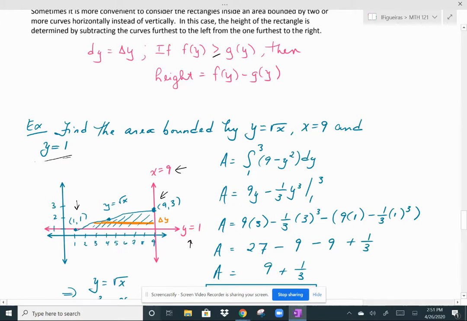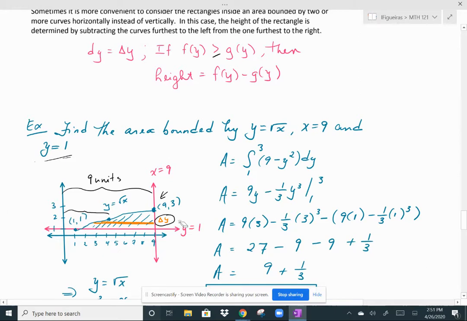Okay, so if I draw a representative rectangle, I drew it here in orange, the height of this rectangle would be determined by the length of, from here to here, these are 9 units. And from here to here, well, that's the value of your function. Okay, but if I'm going to do this in terms of y, notice that the depth of this is with respect to the y-axis, not the x-axis.